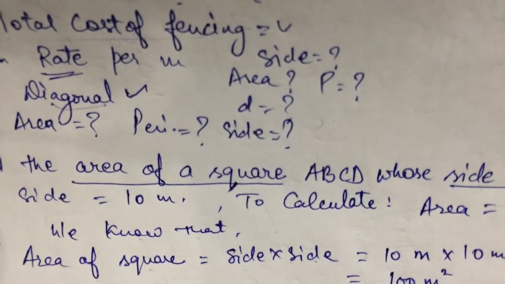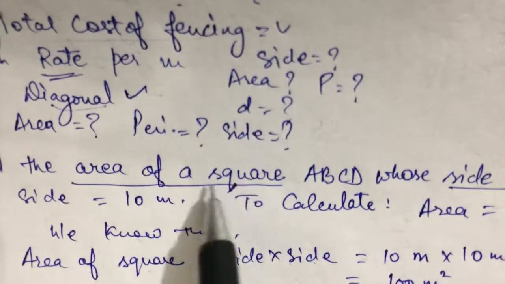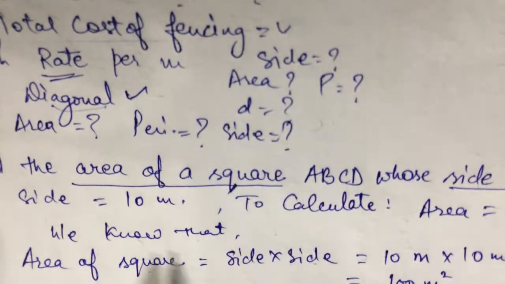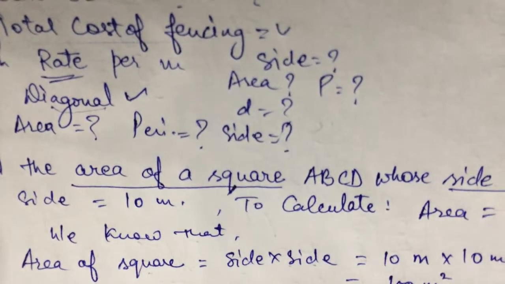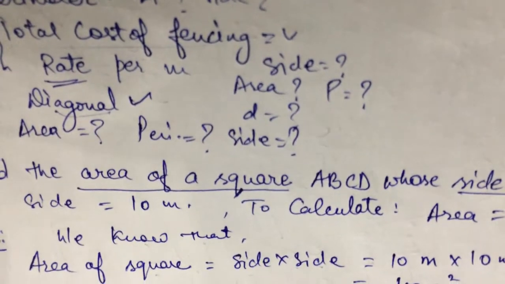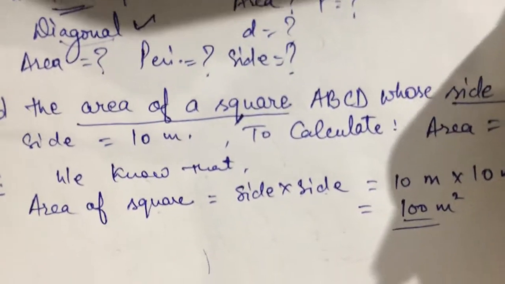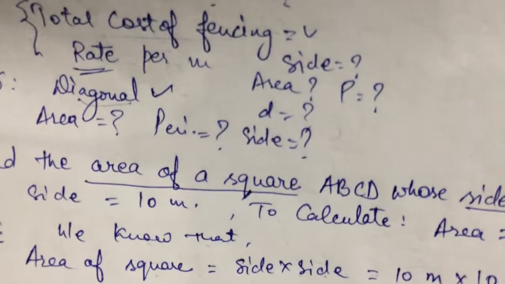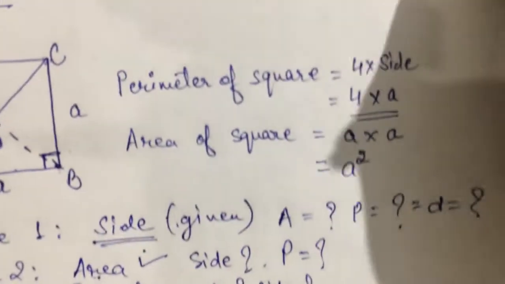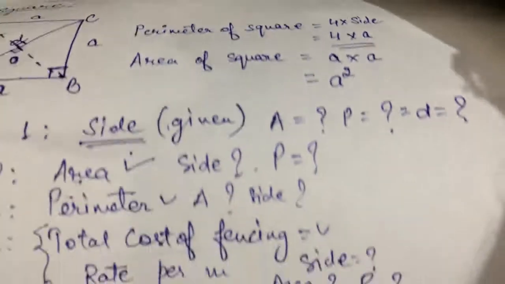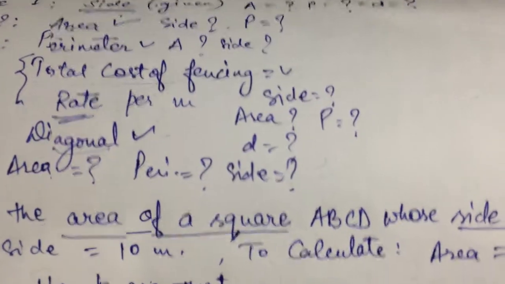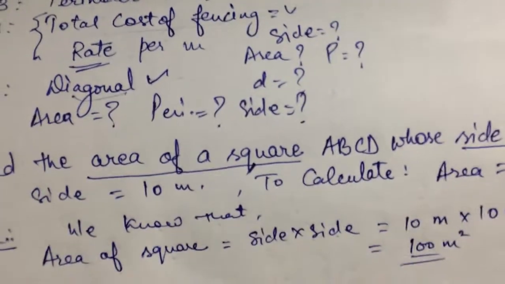Do you understand? So in case if the area you have to calculate and side is given, simple formula, side into side. In that same case, you can also find out the perimeter. Perimeter also you can find. Yes, you can find perimeter also. How? It's very simple. I'll tell you how to find out the perimeter in certain cases.